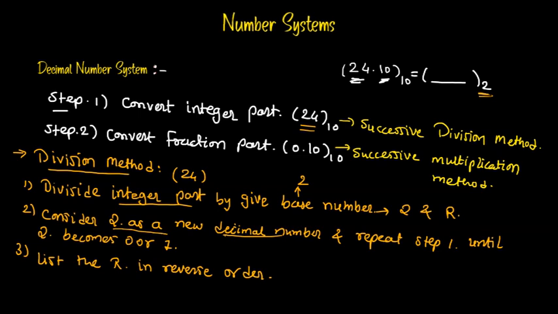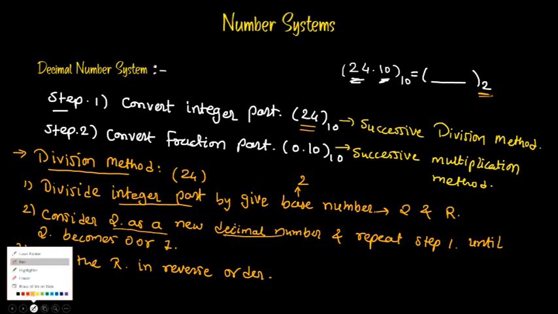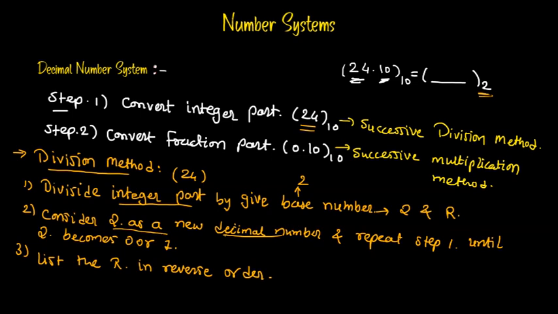For example, the given number is 24 and we want to convert it into the binary number system. First step, take the integer part and divide by the base. We have base equal to 2. Dividing 24 by 2, the quotient is 12 and the remainder for this step is 0.